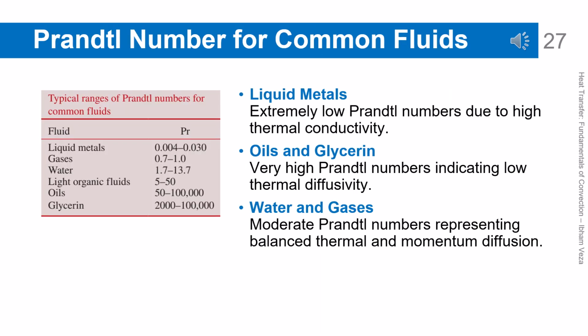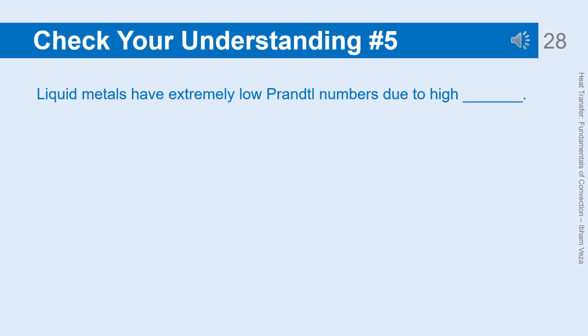Prandtl number ranges for common fluids. The Prandtl number represents the ratio of momentum diffusivity to thermal diffusivity. Liquid metals have very small Prandtl numbers because their thermal conductivity is very high. Oils and glycerin have very large Prandtl numbers because their thermal diffusion is slow. Water and gases fall in the intermediate range. This value determines the relative thickness of velocity and thermal boundary layers. Liquid metals have extremely low Prandtl numbers due to high thermal conductivity.